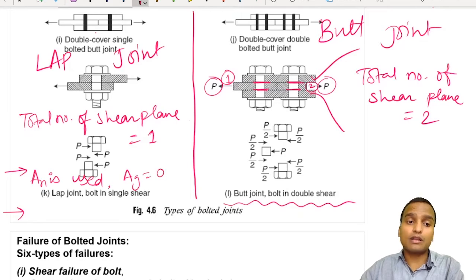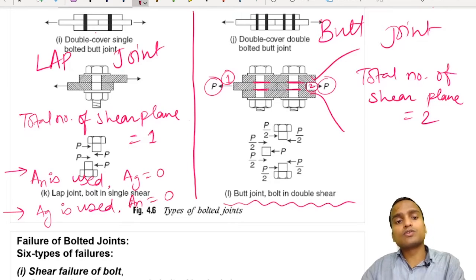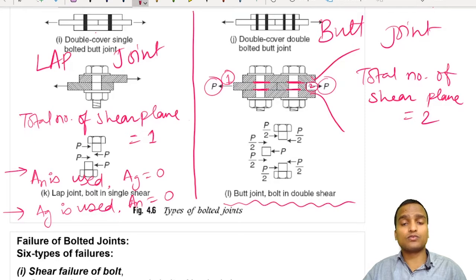Okay, or if we use gross area, then we have to put net area equal to 0. So it will be given in the question, or it will be shown in the figure, which of the areas we have to use. So we have to put the other area equal to 0 in the calculation. So we have to use either of these two area values in our problems.